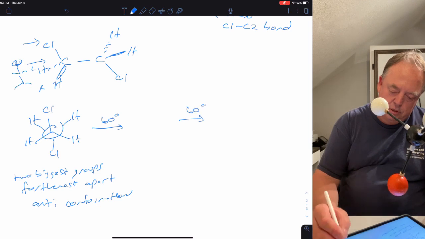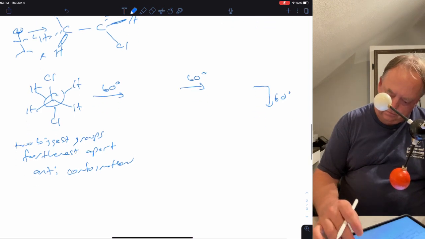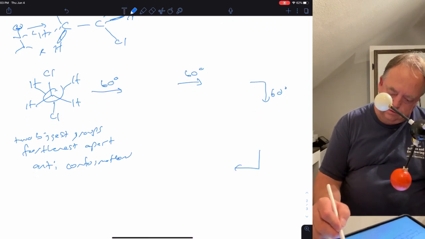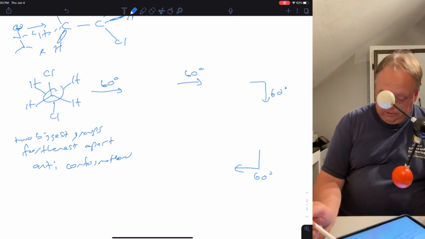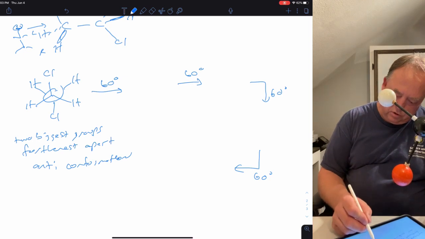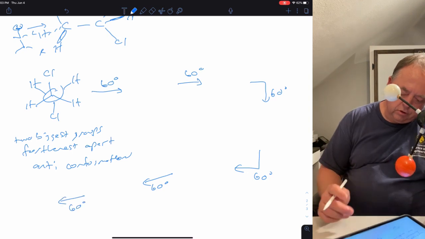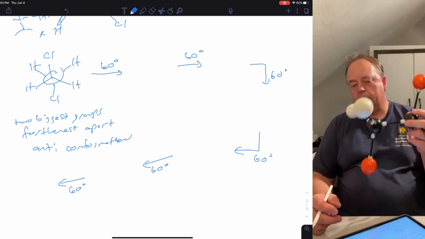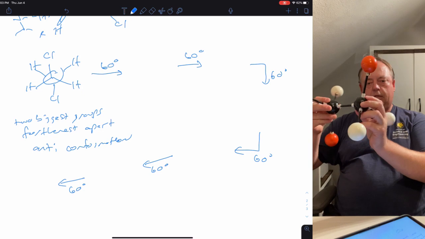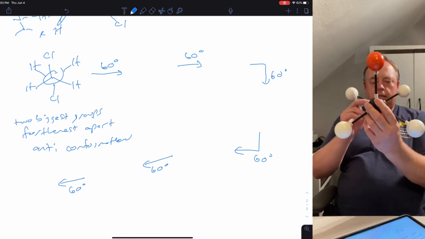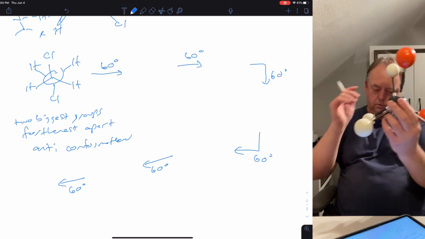Okay, so what we're going to do is rotate 60 degrees, draw that, and repeat: 60, 120, 180, 240, 300, and then 360. We'll be back to where we started. Okay, so we're going to look at it from this perspective, and then we're going to rotate the back carbon clockwise 60 degrees, so then it goes to an eclipsed conformation.